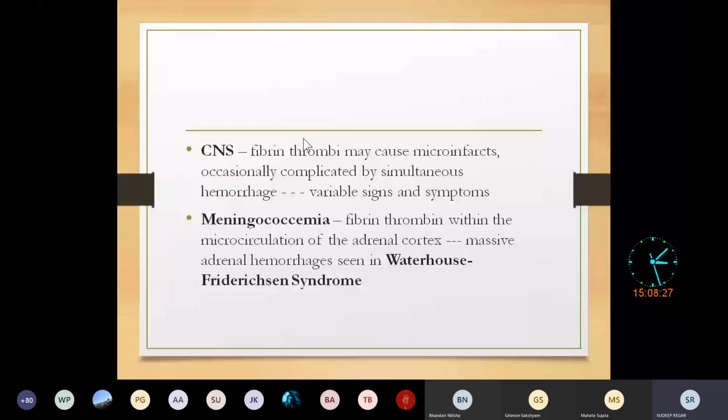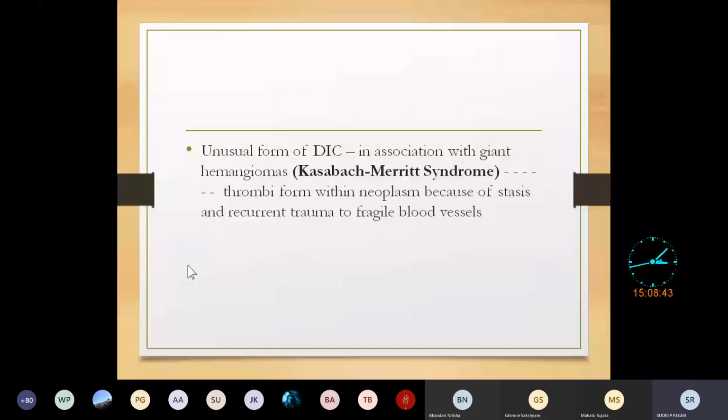In meningococcemia, there will be fibrin thrombi within the microcirculation of the adrenal cortex, leading to massive adrenal hemorrhages, which is seen in Waterhouse-Friderichsen syndrome. And there is an unusual form of DIC in association with giant hemangioma, also known as Kasabach-Merritt syndrome, where the thrombi form within the neoplasm because of stasis and recurrent trauma to the fragile blood vessels.